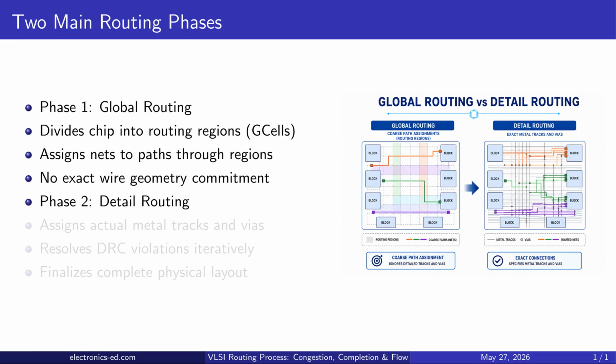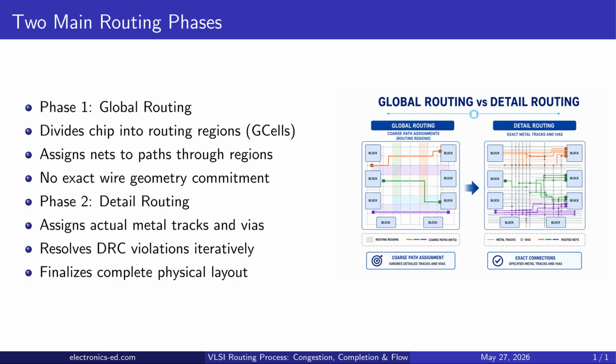Phase 2 is detail routing. Here the router assigns actual metal tracks and places vias. It then resolves design rule violations iteratively. Detail routing finalizes the complete physical layout.